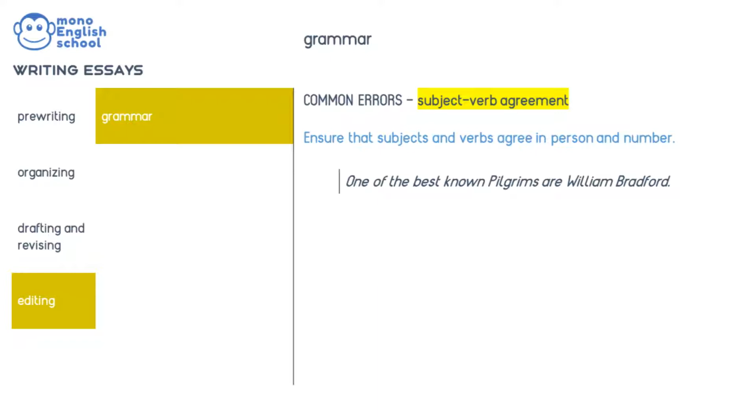One of the best-known pilgrims are William Bradford. The verb in this example does not match with the subject, but with the object of a prepositional phrase. The true subject of the sentence is the singular one, and so the verb should also be singular: is. The intervening prepositional phrase of the best-known pilgrims does not affect subject-verb agreement.